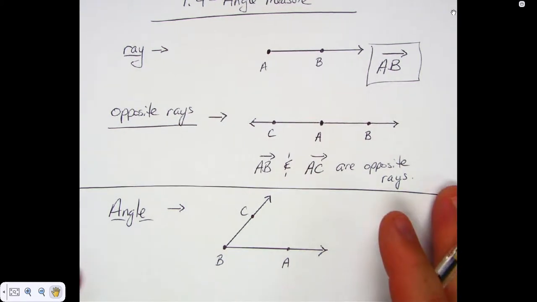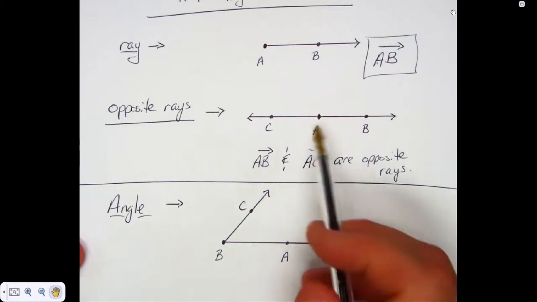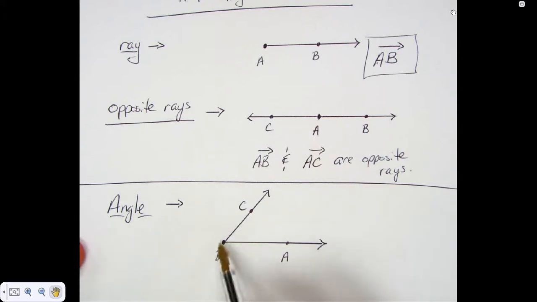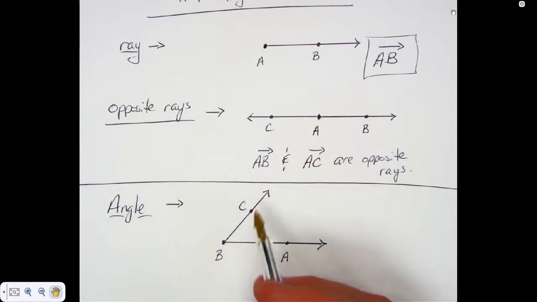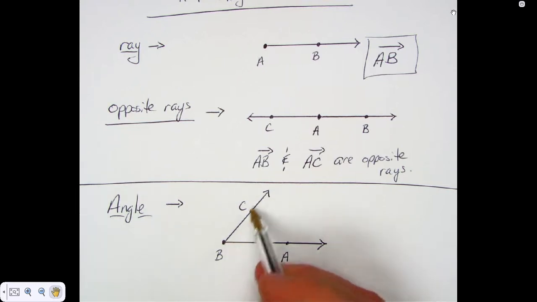Now, you see how these rays are not on the same line? They're not opposite rays. Opposite rays make a straight angle. But these here make an angle. You're coming along this ray, and then you get to its starting point and you change direction.